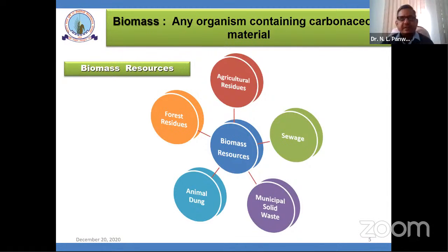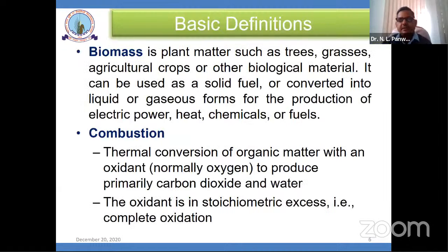Okay, thank you. So this is a simple way to see it: all organisms that contain carbon, even human beings and animals and all living creatures, contain it. Simply, if we define biomass, it is plant matter, such as trees, grasses and agriculture crops, and other biological material. This biomass, containing all carbonous material, is biodegradable in nature, so all kinds of biomass material can be converted into fuel. This may be solid fuel, gaseous fuel, or liquid fuel. One by one, we will discuss how we can produce solid, liquid or gaseous fuel.